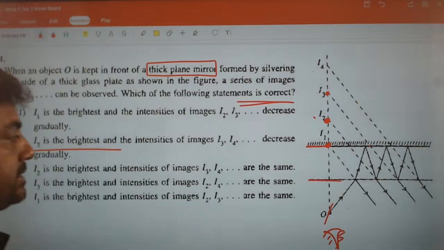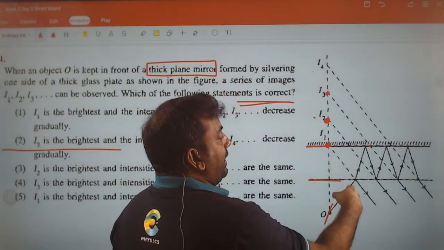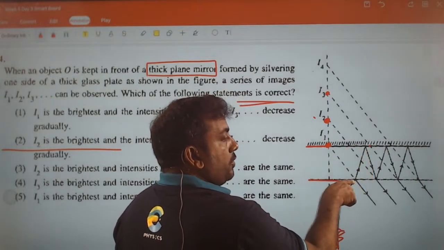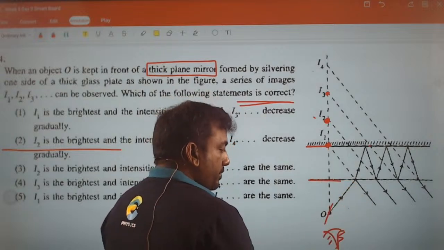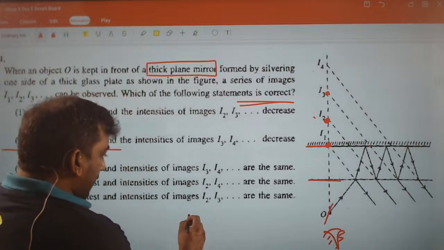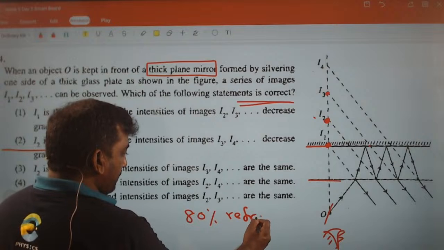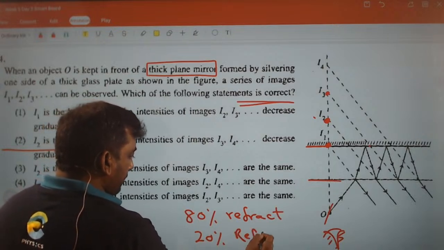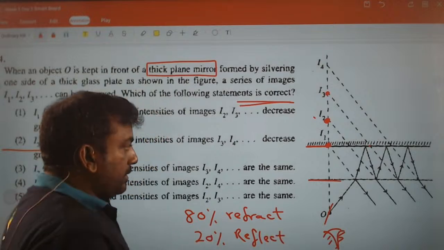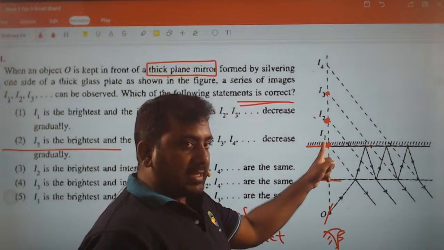Normally when you have a thick glass, around 80% of the light rays will refract and 20% will reflect. So this image is occurring due to reflection. That's important. Around 80% refract, 20% reflect. So the intensity of this light is actually less.